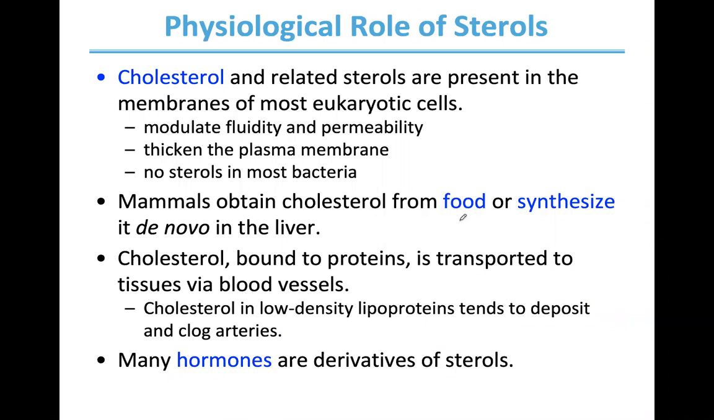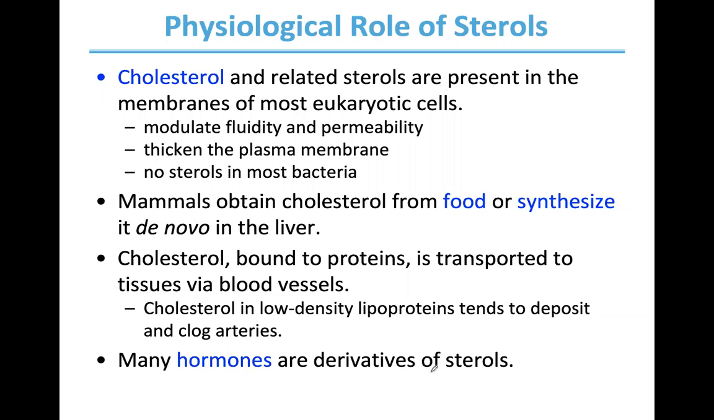We mentioned that you can get it from food, and you can synthesize it. It's bound to protein in the bloodstream. We can measure it: low density and high density lipoproteins, and it's the ratio of the two. Remember when you measure cholesterol in the blood? Low density are the bad ones, since those tend to deposit cholesterol and clog arteries.